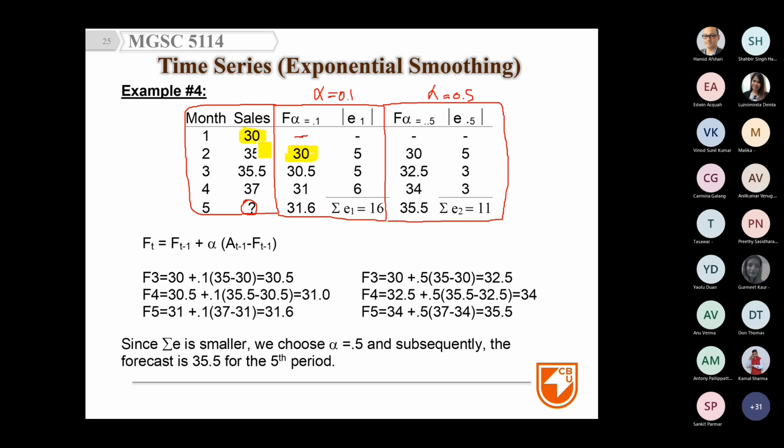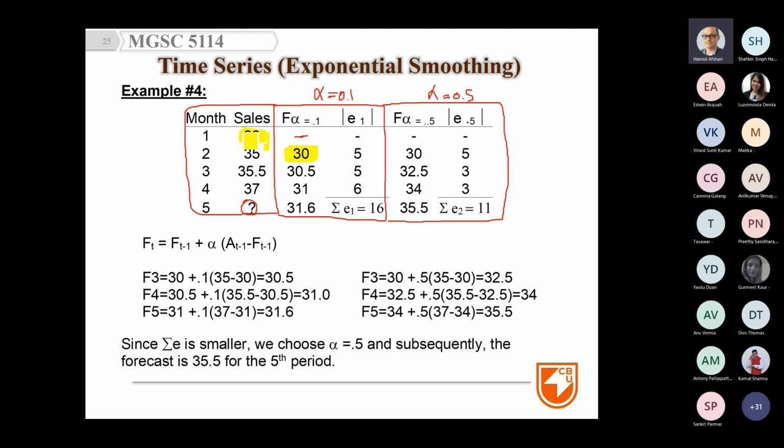Because if I just give you the actual demand, you don't have any forecast. How can you calculate that? There is no way to do that. The only way that you can proceed is to have an assumption. What is that assumption? The forecast of the second period is the same as the actual of the first period. Now you are able to go ahead with the calculations.